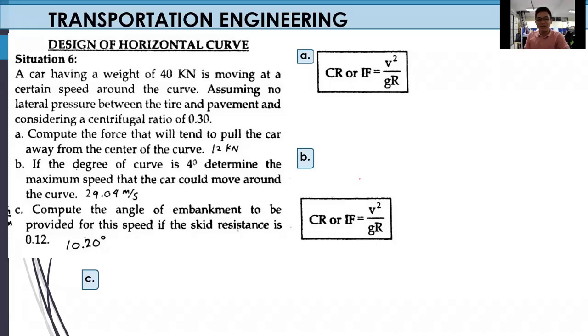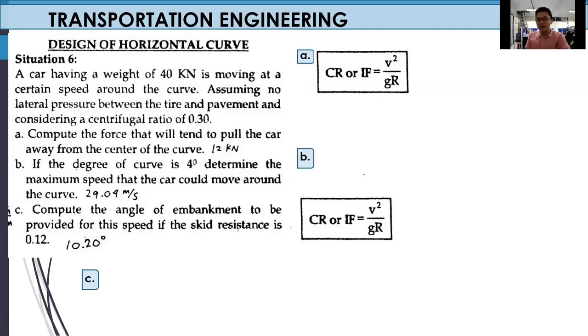So, basahin muna natin. We have here a car having a weight of 40 kilonewtons, moving at a certain speed around the curve. So, assuming no lateral pressure between the tire and the pavement and considering a centrifugal ratio of 0.30. So first thing is compute the force that will tend to pull the car away from the center of the curve. So that is our CR, no? So centrifugal ratio or centrifugal force.